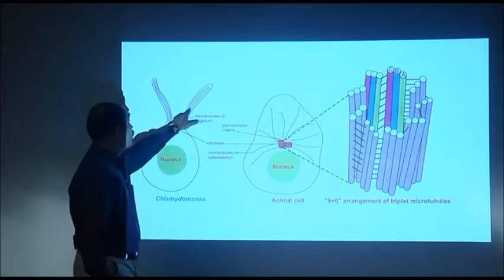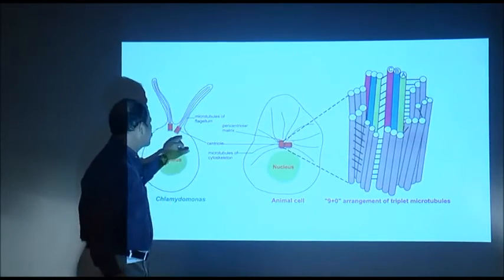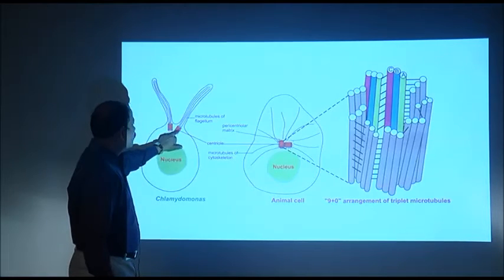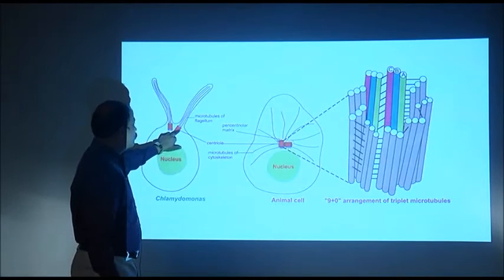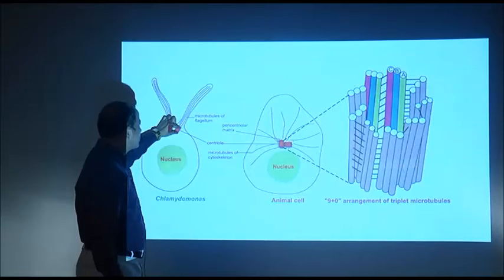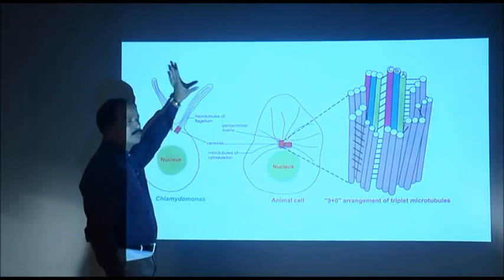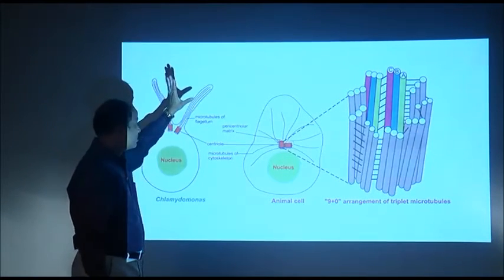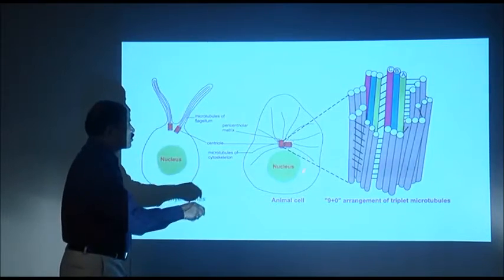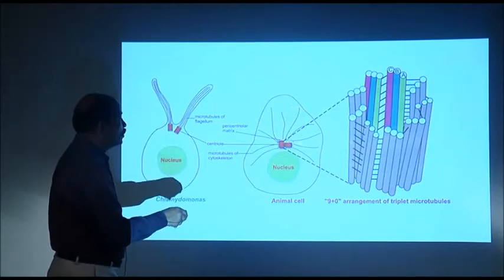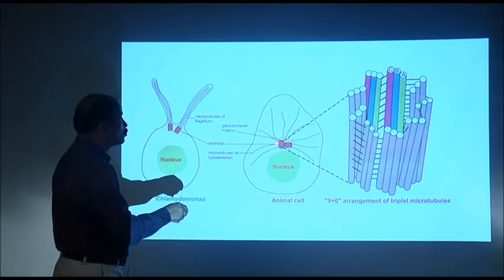So, this is the flagellum, but flagellum has its base as a centriole. Centriole is the basal body and this gives rise to the flagellum. This gives rise to the flagellum, and this is an animal cell. This is an animal cell. Now, this is the centrosome.